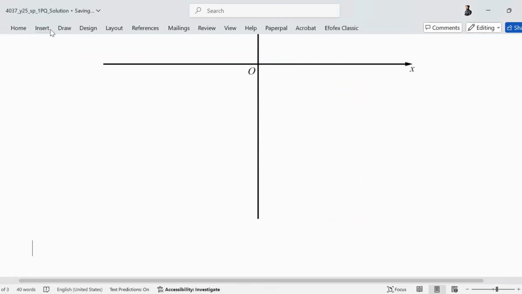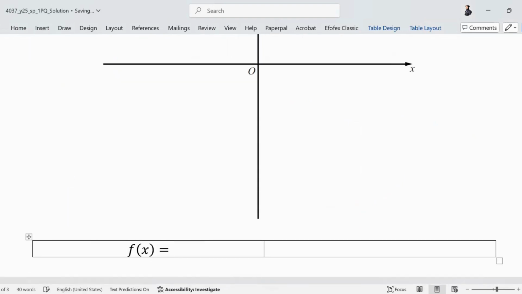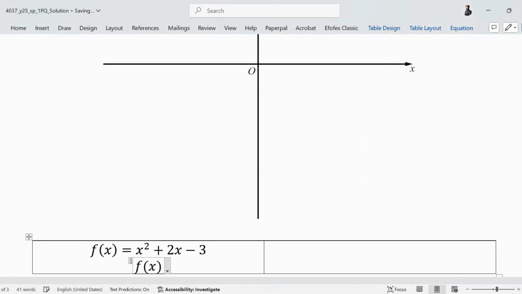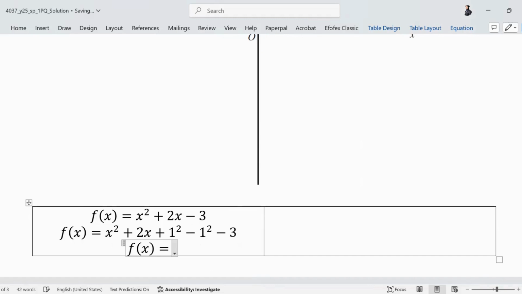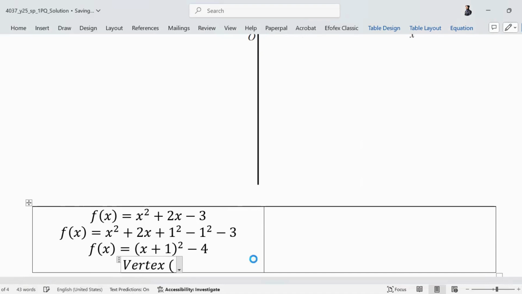So I already have the quadratic function. I'll just be simplifying it. f(x) is x² + 2x − 3. I can just do the completing the square, or I can find out the y coordinate and then do the completing the square. It's the same thing. Completing the square is very important. (x + 1)² − 4. So the turning point, or the vertex, is (−1, −4).